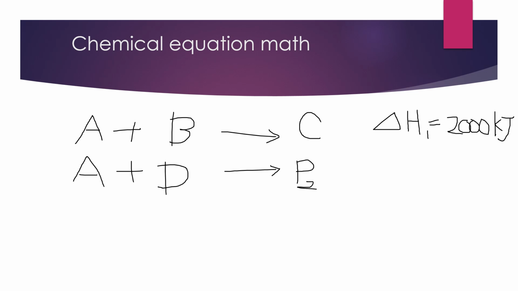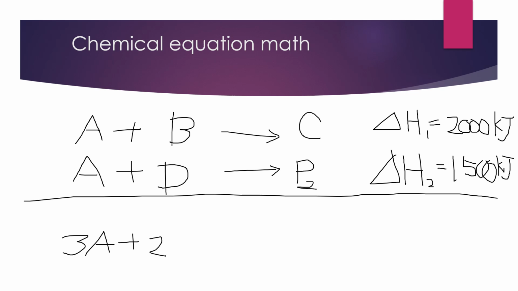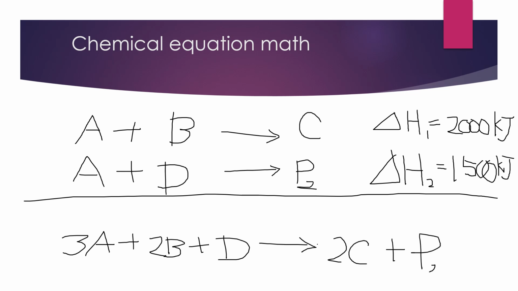Now you want to look at your final reaction. So let's give the second reaction another enthalpy of reaction. Just to make the math easy, I picked some easy numbers for us to process. And my final product is something along the lines of 3A plus 2B plus D equals, and my products, what I want, are 2C and 1 P2, whatever that is.